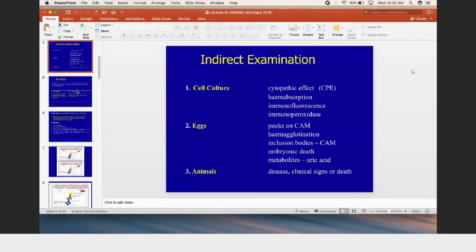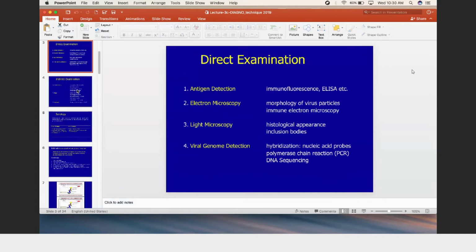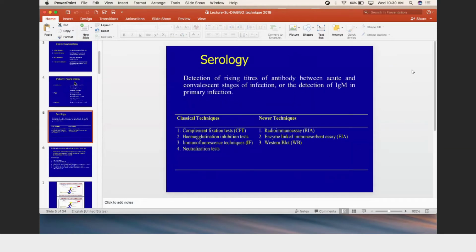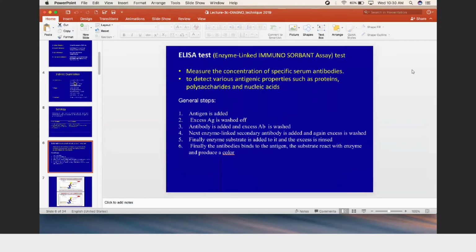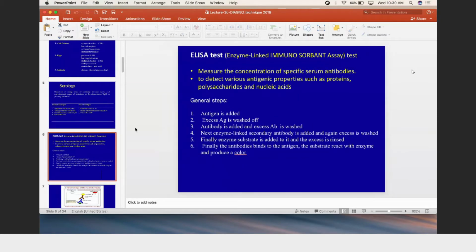Okay, I think about these slides, right? Direct examination, enzyme-linked immunosorbent assay. This is a test that we use to measure antibody. It is highly sensitive and specific. So enzyme-linked immunosorbent assay test, acronym as ELISA.